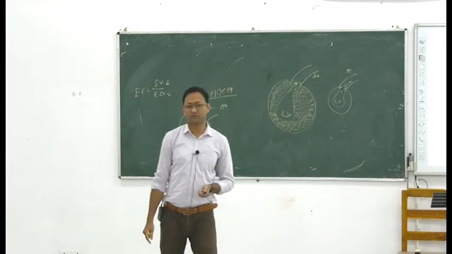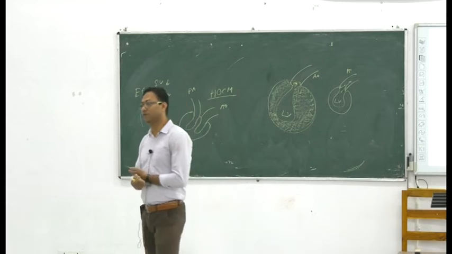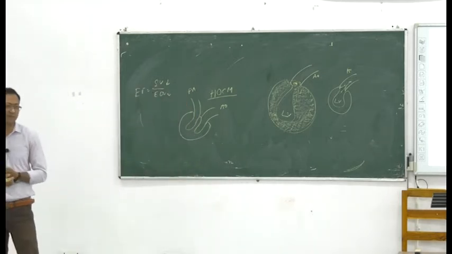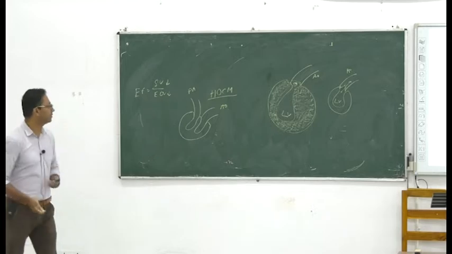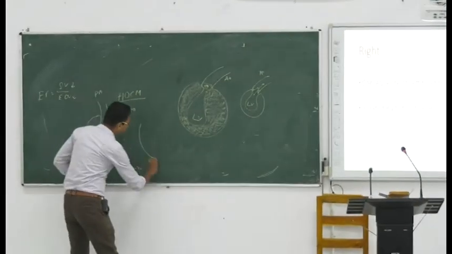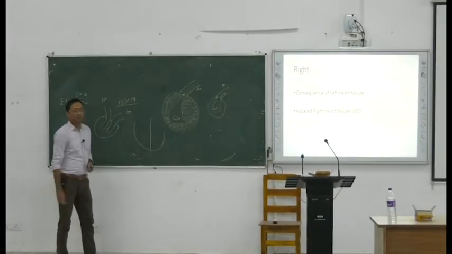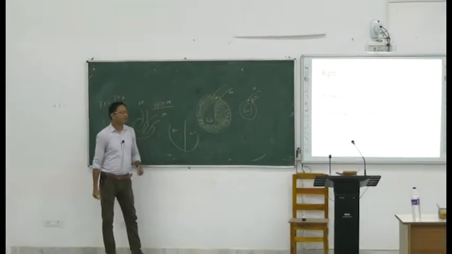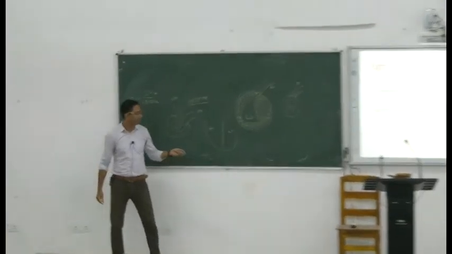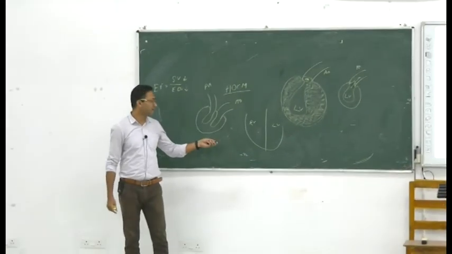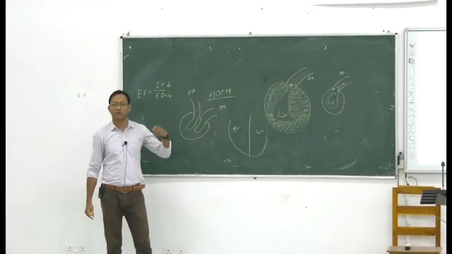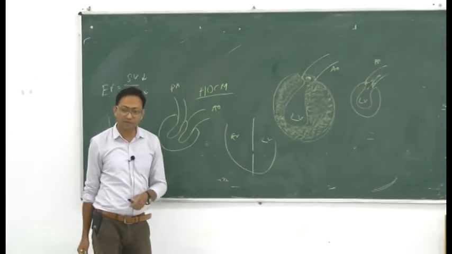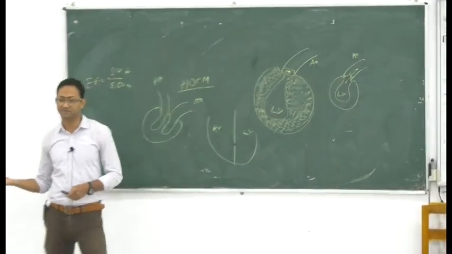Isolated right heart failure. What is isolated right heart failure? It happens in case of VSD, ventricular septal defect. Okay, you know ventricular septal defect, right? So this is your LV and this is your RV, right? Now the left ventricle is a high pressure chamber, and the right ventricle is a low pressure chamber.